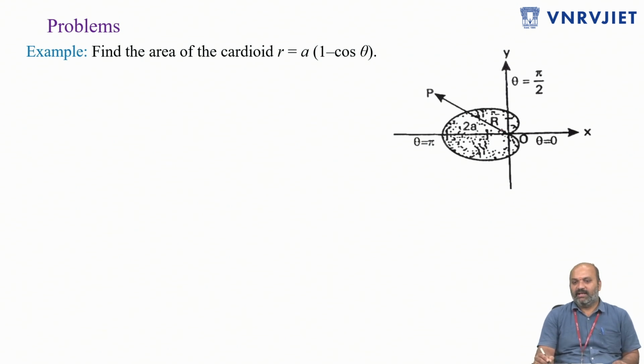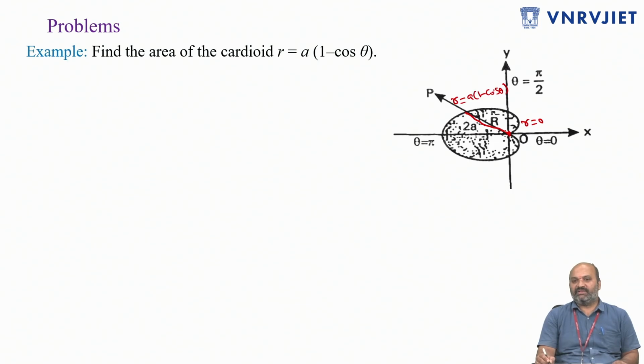In this region, we consider a strip which starts at the pole, and we take the strip onto the curve. That means the lower end of the strip is moving at r equals 0, which is the pole, and the other end of the strip is moving on the cardioid. So therefore r equals a into 1 minus cos theta. So these are the limits for r.